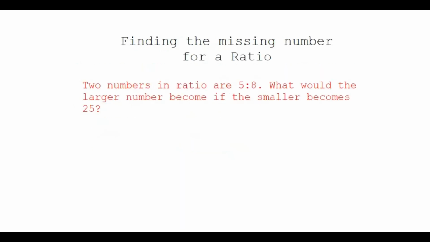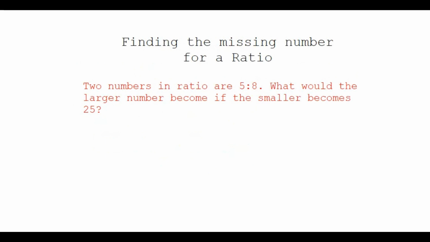Okay, next one. Find the missing number for a ratio. So your question would typically be something like what is displayed here, where they say 2 numbers are in a ratio of 5 to 8, or 2 numbers in ratio are 5 to 8. What would the larger number become if the smaller number becomes 25? Now, your note for this is cross multiply. So I'm just going to put a big cross, multiply.